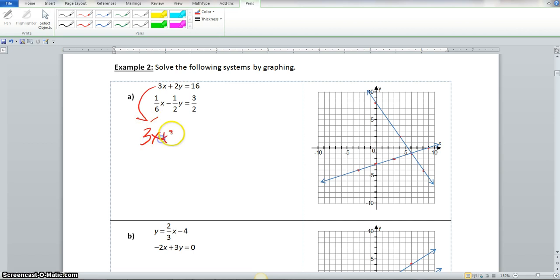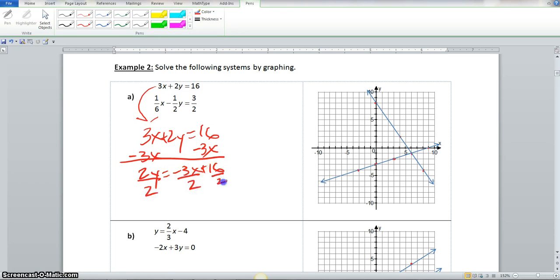We have 3x plus 2y equals 16. We'll subtract 3x on both sides. And we will have 2y is equal to negative 3x plus 16. We'll divide each side by 2, each individual term. And we will have y is equal to negative 3/2 x plus 8. Okay, now this is one equation. Now our next equation, we would take this one here.